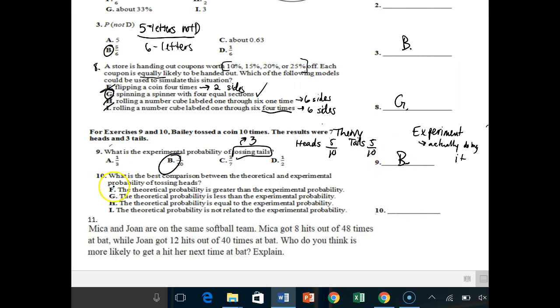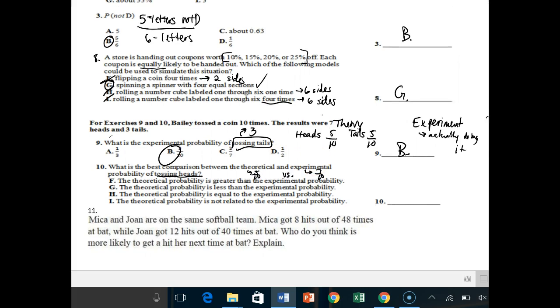All right, take a look at number 10 in comparison to number 9, because it says the theoretical probability of tossing heads. In this experiment, the experimental probability was 7 over 10, right? Because they got 7 heads out of 10 tosses. And it should have been, sorry, my fault, I totally messed that up. The experimental probability was 7 over 10, and the theoretical should have been 5 over 10. So you use that information to help you answer number 10.